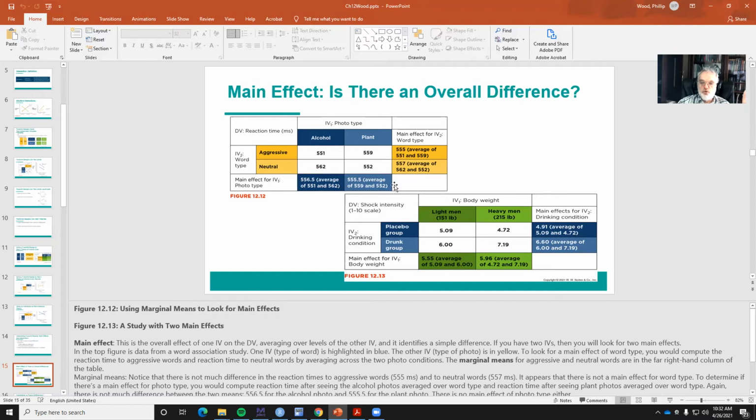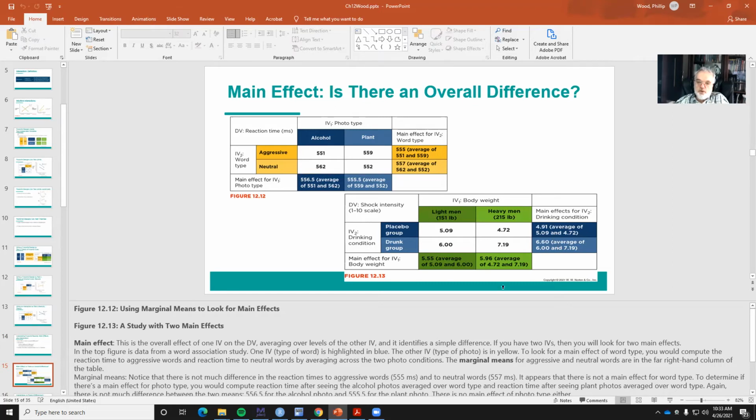Same song, second verse for our body weight and drinking condition. So what I might be interested in looking at is when you're being given a placebo, is there a main effect for shock intensity, regardless of whether you are light or heavy? So I can take the average of 5.09 and 4.72, that gives me 4.91, and the average of 6 and 7.19, that gives me 6.60. And I can compare that 4.91 with the 6.6, and that will tell me if there's a main effect for being in the placebo or the drunk condition.